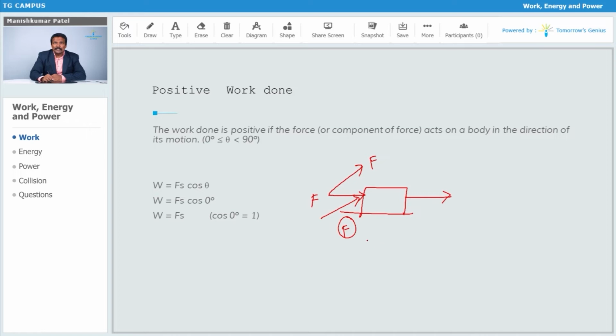In that case, you have to take one of the components of that force in the direction of your displacement. So this is again F cos theta, and the displacement of your block will be in the same direction. So you can write it down as W = Fs cos theta. As one example, with F s cos 0, you get W = Fs, and you get the maximum work done for this particular case.